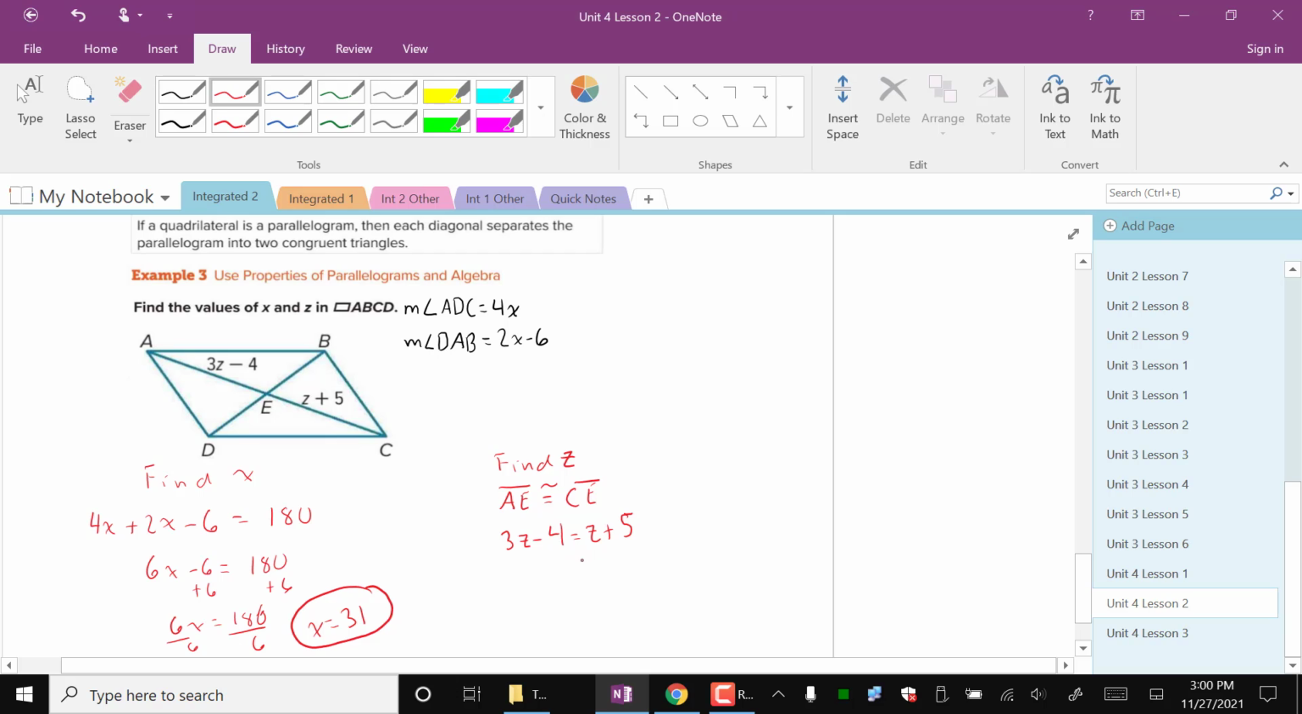Get z on one side, so minus z gives me 2z minus 4 equals 5. Plus 4, bring this up here, gives me 2z equals 9. Divide by 2. I get z equals 4.5. So we solved it out. X is equal to 31 and z equals 4.5.